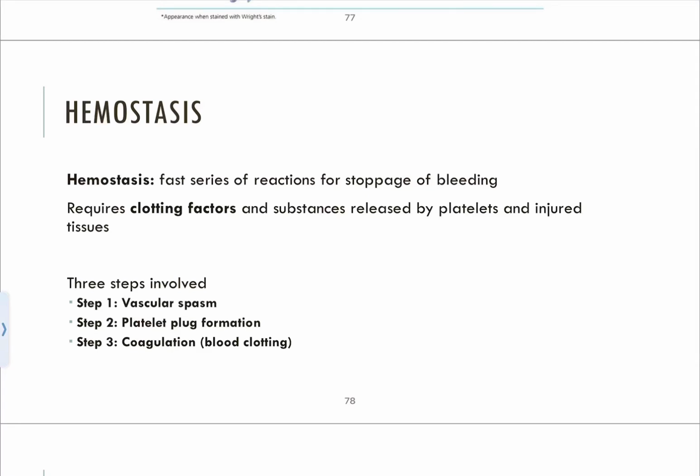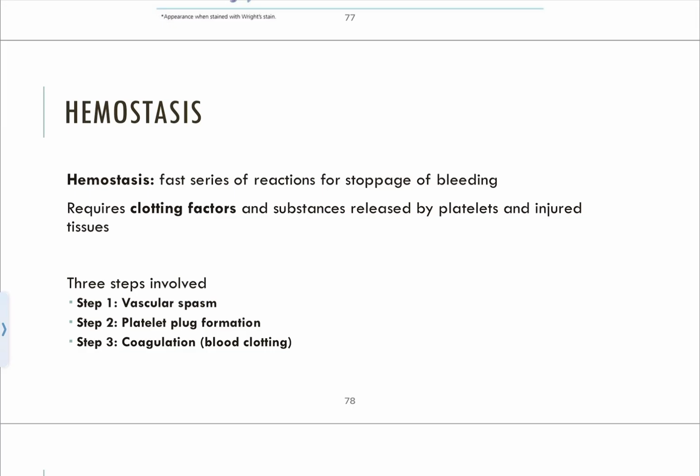Okay, so now we're moving on to section 6 of chapter 17, where we're going to talk a little bit about hemostasis. And hemostasis is basically a series of fast reactions that helps prevent blood loss. It requires a couple different things. It's going to require clotting factors. These clotting factors are normally found in our blood plasma. And it's also going to require a bunch of chemicals and substances that are released by the platelets and the injured endothelial cells themselves. There's 3 general steps that are involved.